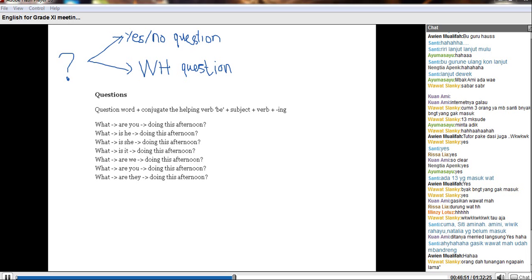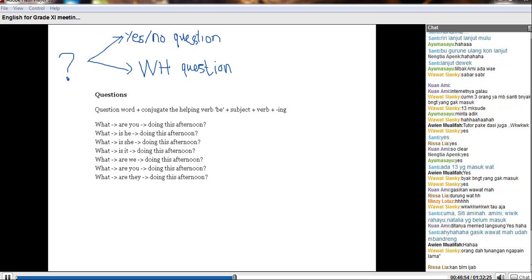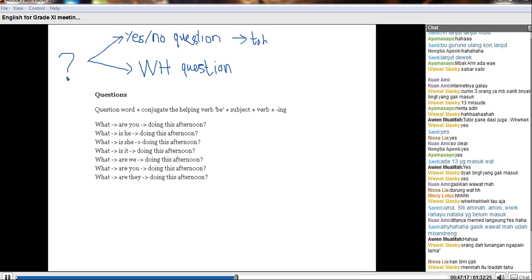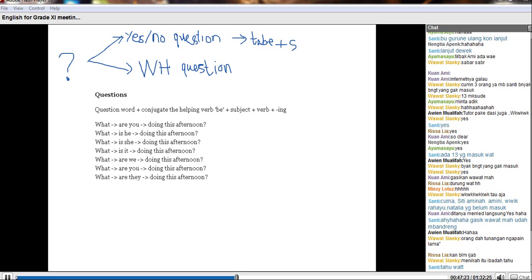Okay, jadi kalau misalnya kalimatnya seperti ini, are you cooking now? Apakah kamu lagi masak sekarang? Yes. Pokoknya kalau misalnya to be-nya itu di depan, ya, to be gitu, plus subject, misal, are you student? Ya.